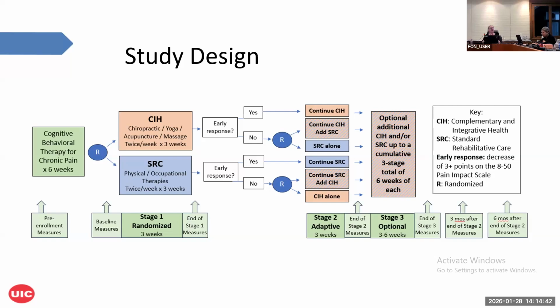If, however, they say, I'm still at a 7, or if they say my pain has gone up to an 8, 9, or 10, okay? So if they're the same, unchanged, or if they've gotten worse, then we re-randomize. Just like in clinical practice, we say, oh, well, this didn't work. We need to try something else.